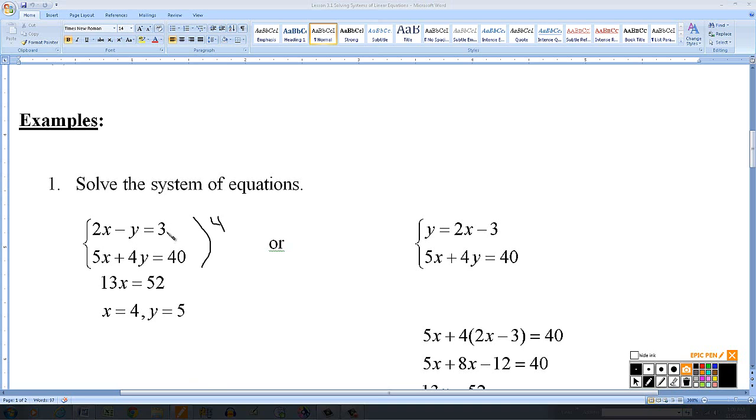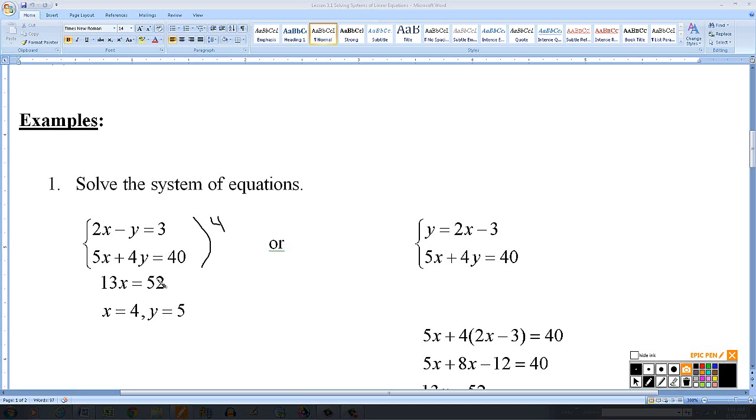Now if I add, 8x and 5x gives me 13x. Minus 4y and 4y cancel. And then over here, 12 and 40 will be 52. So by multiplying the first equation by 4 and then adding, I've canceled the y variable. So I get one equation with one variable, which is fairly easy to solve. We just isolate the variable. So in this case, I just divide both sides by 13. 52 divided by 13 gives me 4. So I get x is equal to 4.